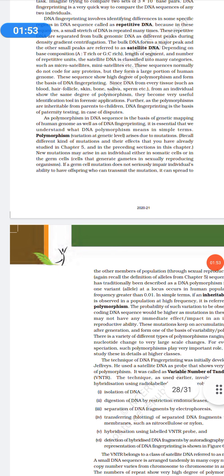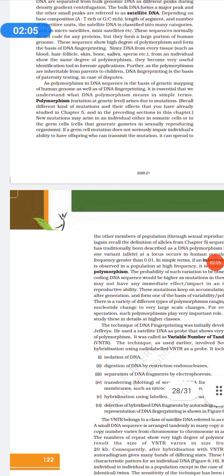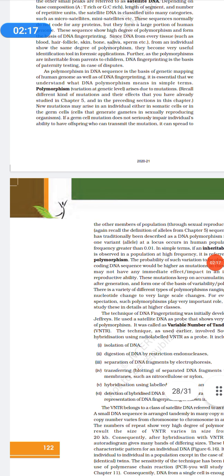Further, these polymorphisms are inheritable from parents to children. So DNA fingerprinting can also be used for paternity testing. Now, polymorphism in DNA sequence is the basis of genetic mapping of the human genome as well as DNA fingerprinting, so it is essential to understand what DNA polymorphism means. Polymorphism is variation at the genetic level, and this arises due to mutation.